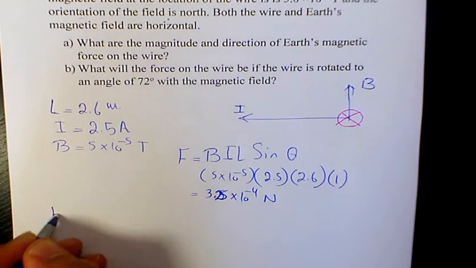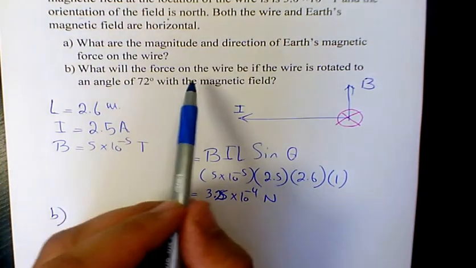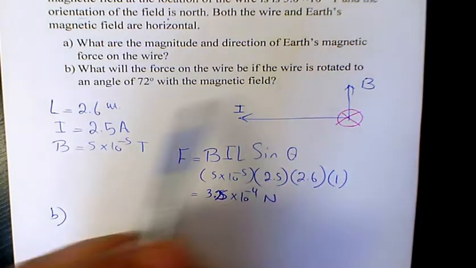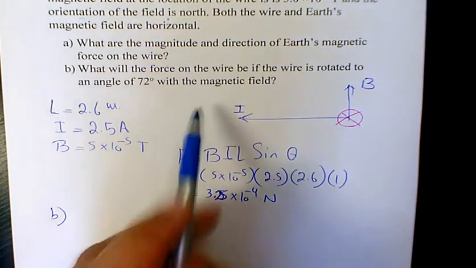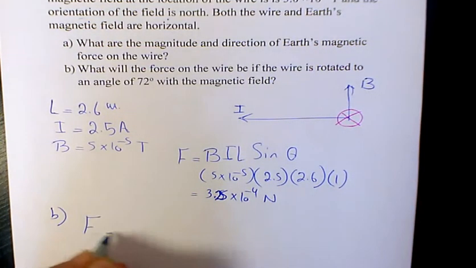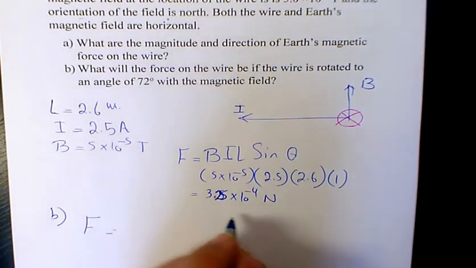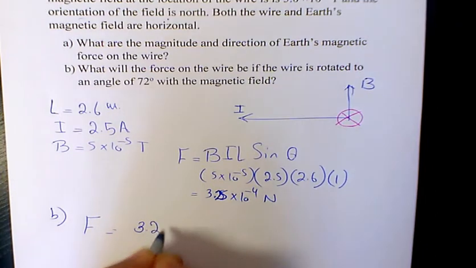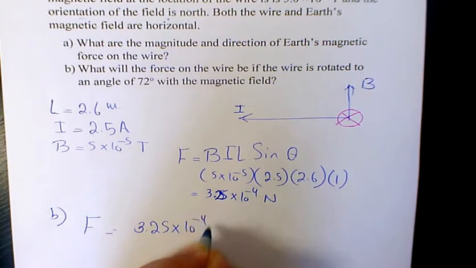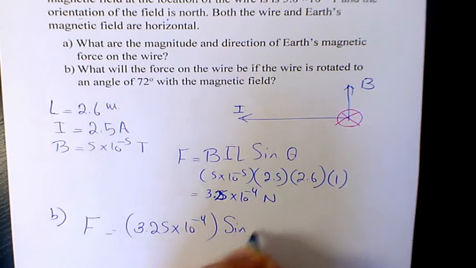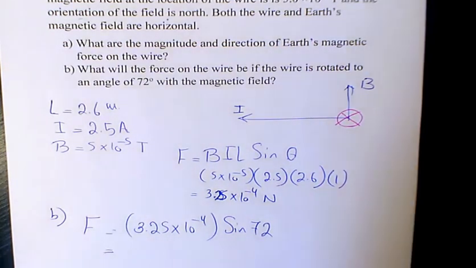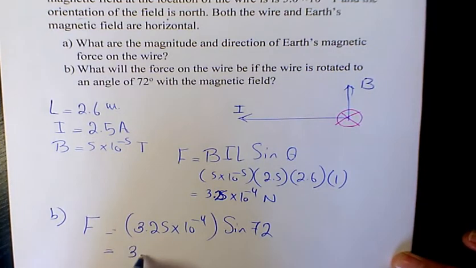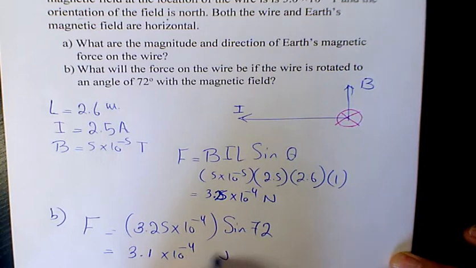Now in part B, it says, what will the force on the wire be if the wire is rotated to an angle of 72 degrees with the magnetic field? So it's going to be exactly the same thing, but multiplied by sine 72. So this is going to be 3.25 times 10 to the power of -4 times sine 72. That's going to be 3.1 times 10 to the power of negative 4 Newton.